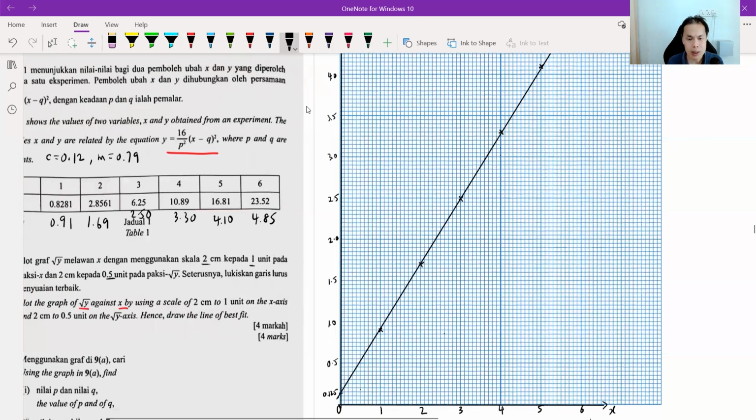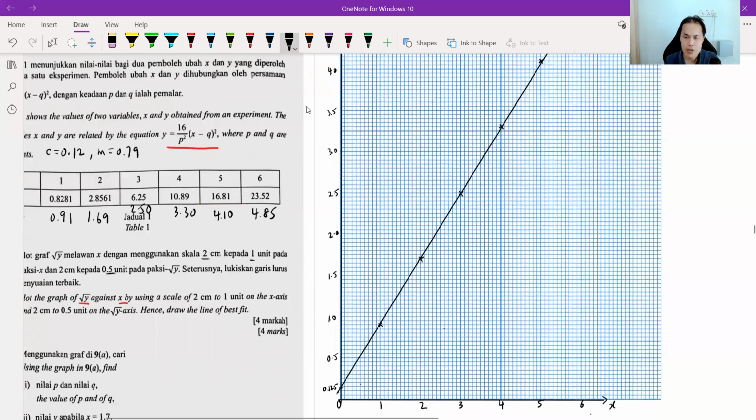So for me, I'd like to take smallest 0, largest I take 5 boxes. Why 5 boxes? Any number divided by 5 is a round number. It's a nice number. It's a terminating decimal, no recurring decimal. So I'm going to take this coordinate here. Now notice that I don't take the point from the table, because this point here, you see, the line of best fit doesn't pass through the point.